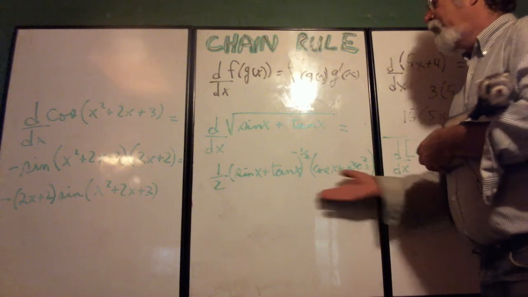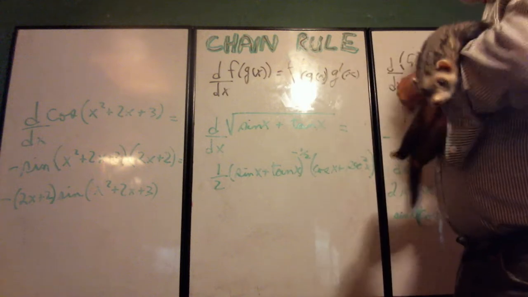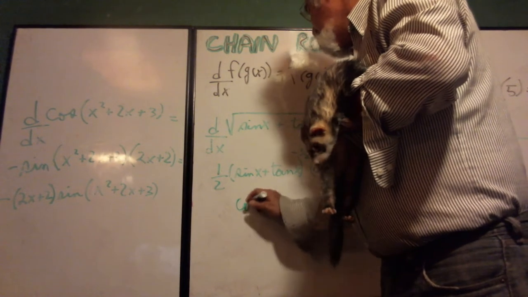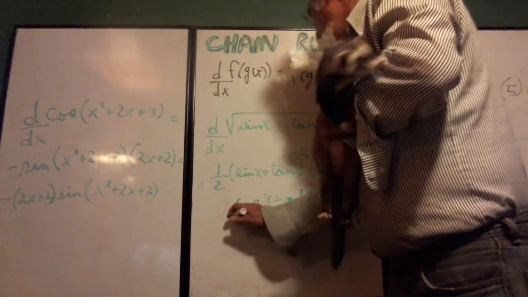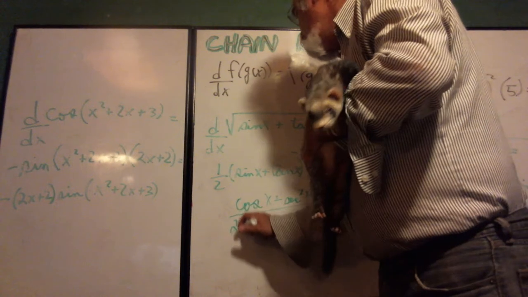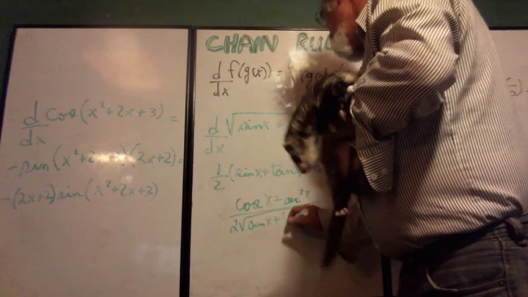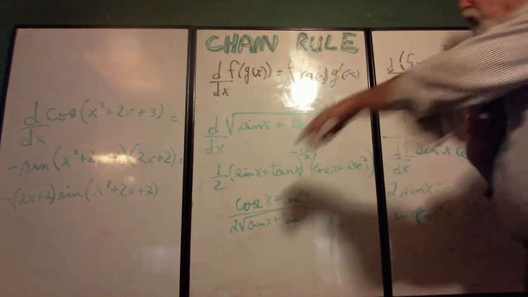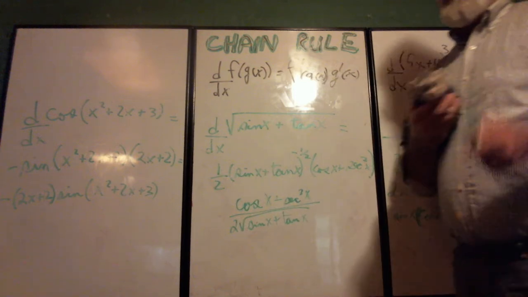So we're done. The book might write it like this. The book might say, hey, look, I've got a negative exponent and a 1/2. They might just write it as cosine x plus secant squared x all over 2 square root of sine x plus tangent x. They might write it like that because they've already got a fraction that they have to write. They have to write this 1/2. Well, if they're going to write a fraction, they may as well just put everything where it belongs.